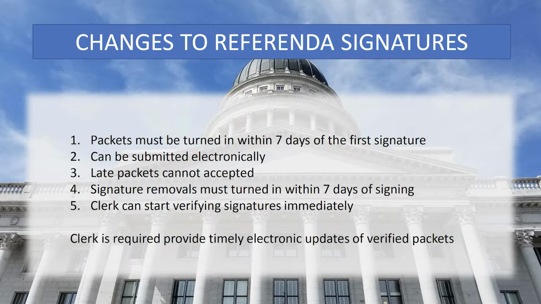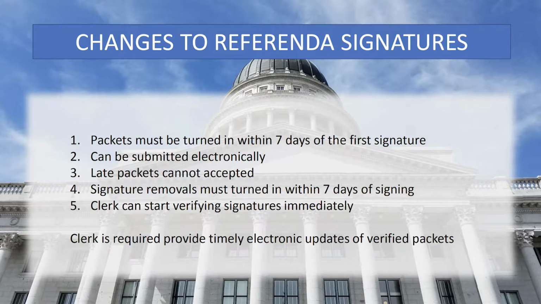Now, we realize that 7 days can be a little bit of a burden, especially in counties. There are some counties where it's a couple of hours from one part of the county into the county seat. So to accommodate that, we do allow them to submit an electronic copy, and it has to be legible. That's in the code. So within 7 days of a signature, they have to turn that into us, and we can start verifying those signatures as they come in. Late packets, as I mentioned, cannot be accepted, and removals follow the same process. If you want to have your signature removed from a referenda petition, that has to be done within 7 days of signing the form.